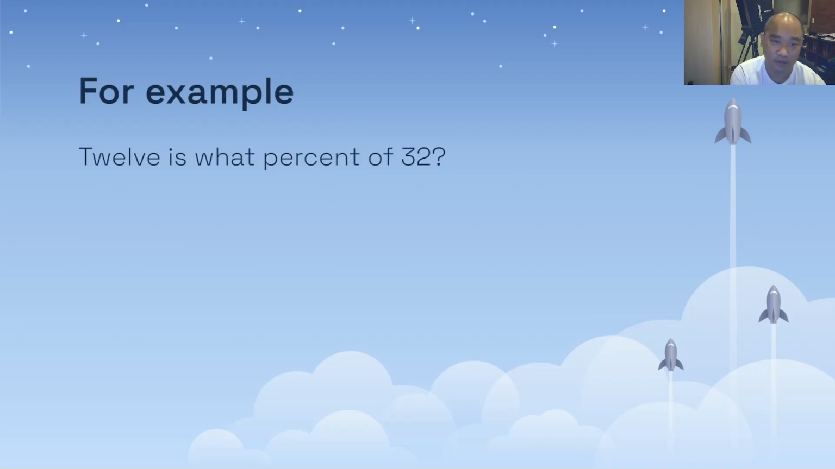For example, I'm just going to write this up here. Part over whole equals percent over 100. Okay, 12 is what percent of 32? So we want to find out what percent, right? So the percent, this one right here, is X. We don't know that. Over 100.